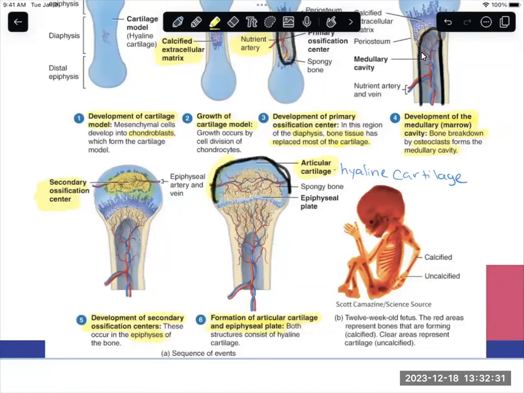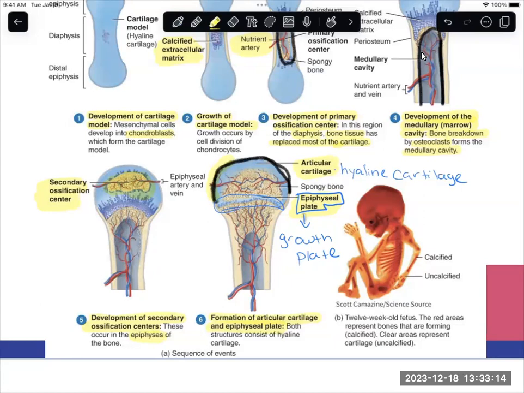We also form this epiphyseal plate. It's your growth plate. It's the same thing, but medically, it's called the epiphyseal plate. And this epiphyseal plate is going to remain here to allow these bones to grow longer until anywhere from 16 to 21 years old or so.